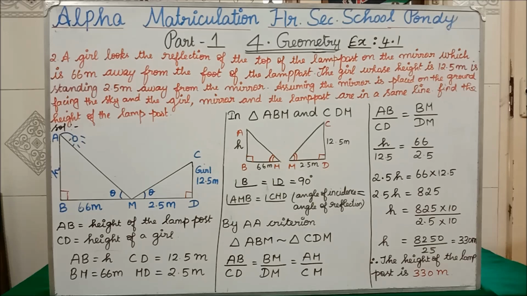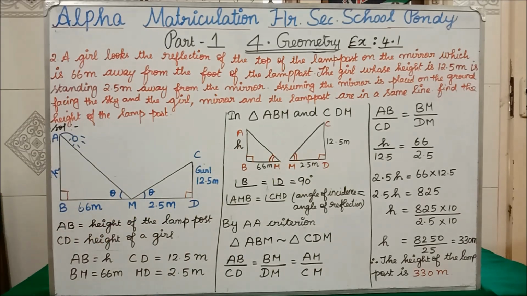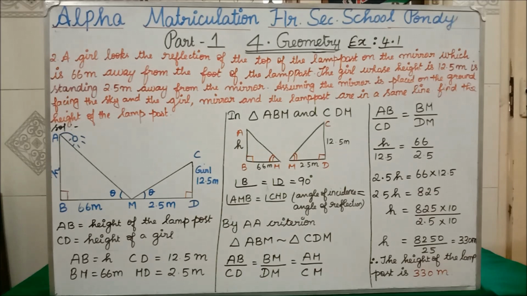Clear all of you about this question? This lamp post is seen by this mirror. That girl is seeing from here. Consider this is the angle of incidence. In physics you have learned that the angle of incidence is equal to the angle of reflection. From the mirror, the girl is able to see the reflection of the lamp post. Clear all of you the question?